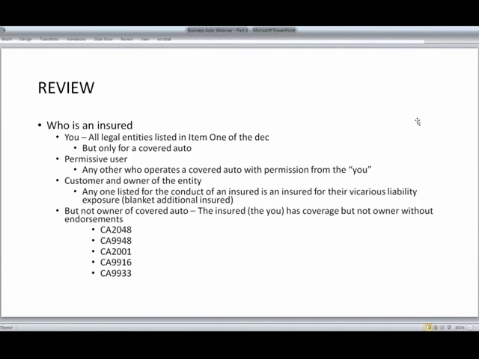CA 9948, that is employee as lessor. That is if the vehicle is owned personally by the owners of the corporation, LLC, or partnership. You would add this endorsement to cover the owner.